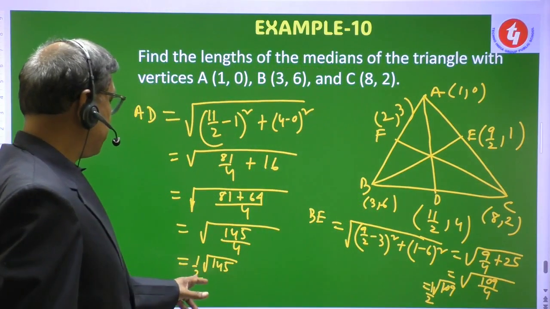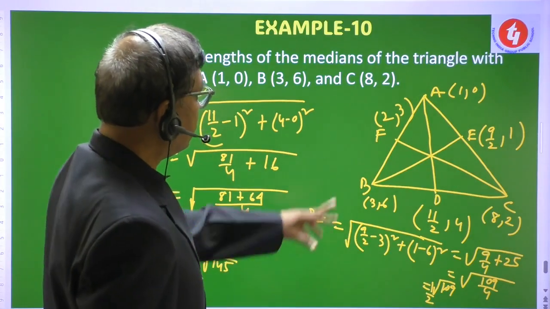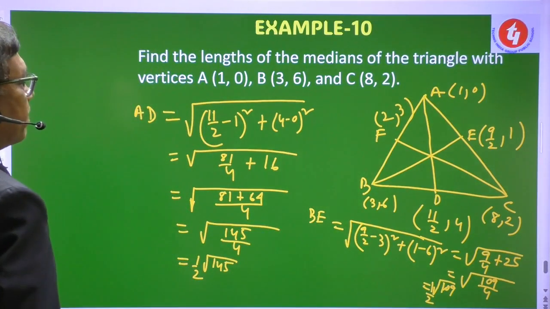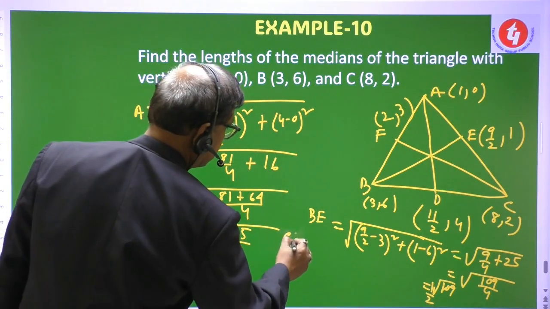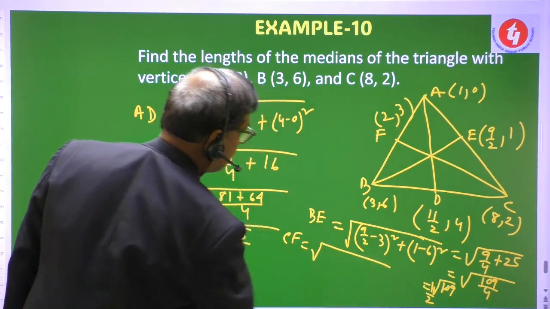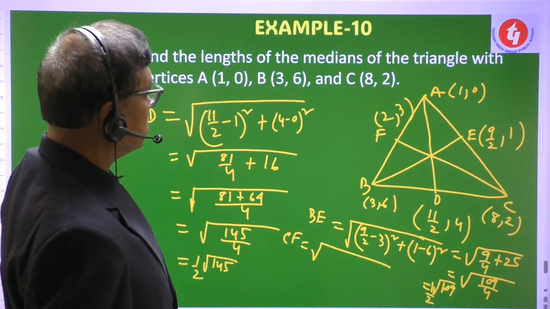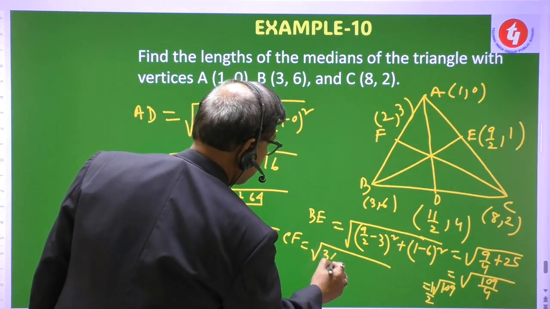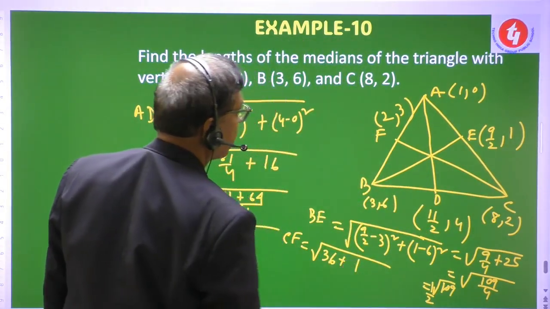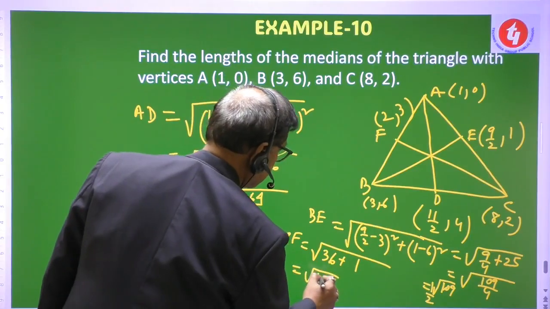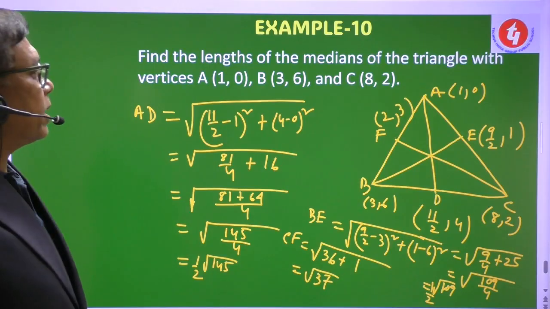Is it clear? Here half into root over of 145. So this is the length of median AD and BE. Now length of median CF. What is the result for CF? 8 minus 2, that is 6 square, 36, and 2 minus 3, that is minus 1 whole square, 1. So root over of 37 is the length of median CF. Is it clear? I think this part is clear.